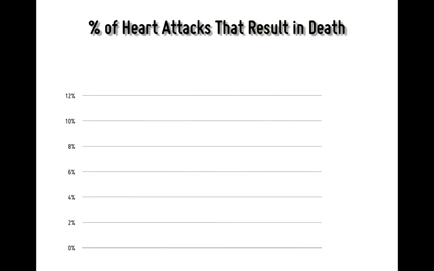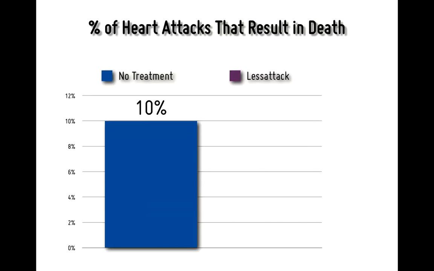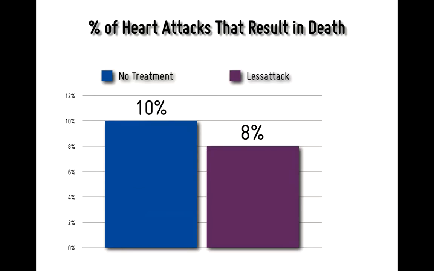Now we'll look at another drug with a little more realistic numbers. Now we're using a medicine called Lessatak. Now in this group, 10% died if they got no treatment, and 8% died if they got Lessatak. Still an improvement, but nowhere near as good as Lifesaver. Again, let's look at this bottom number. These people died even if they got Lessatak.